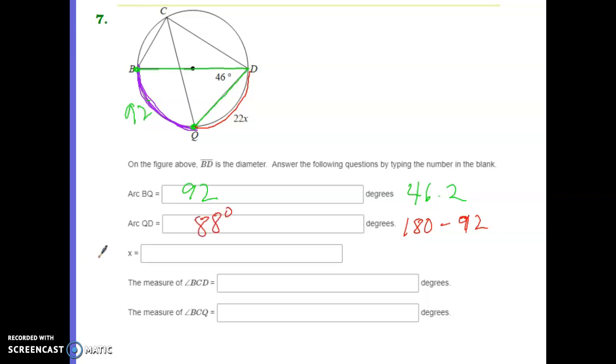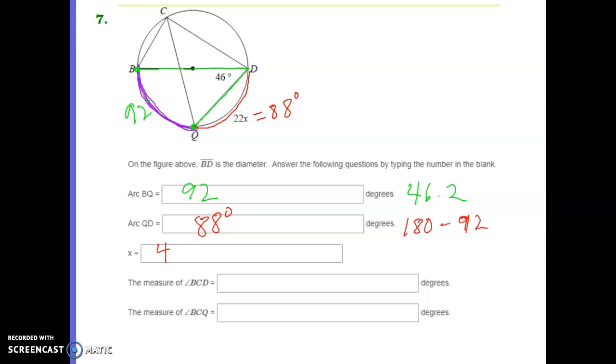Then to solve for x, if I know that this length, QD, is 88 degrees, I can just set 22x equal to 88, solve for x, divide both sides by 22, and I get x is 4.